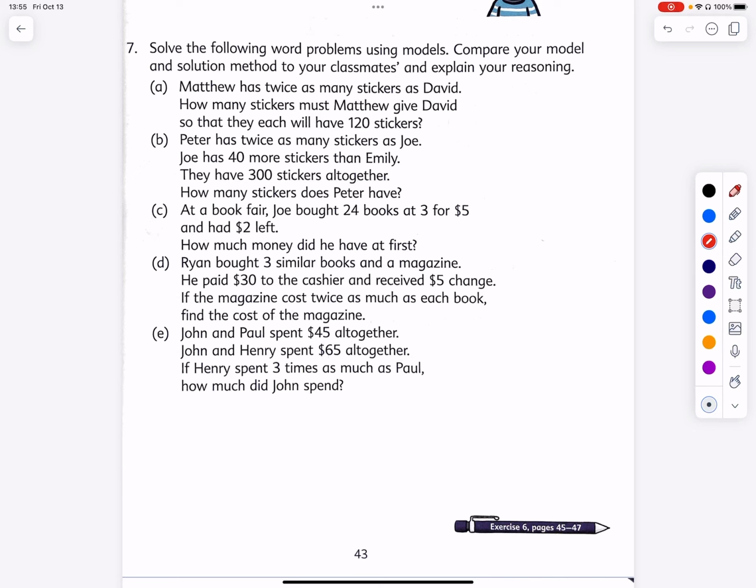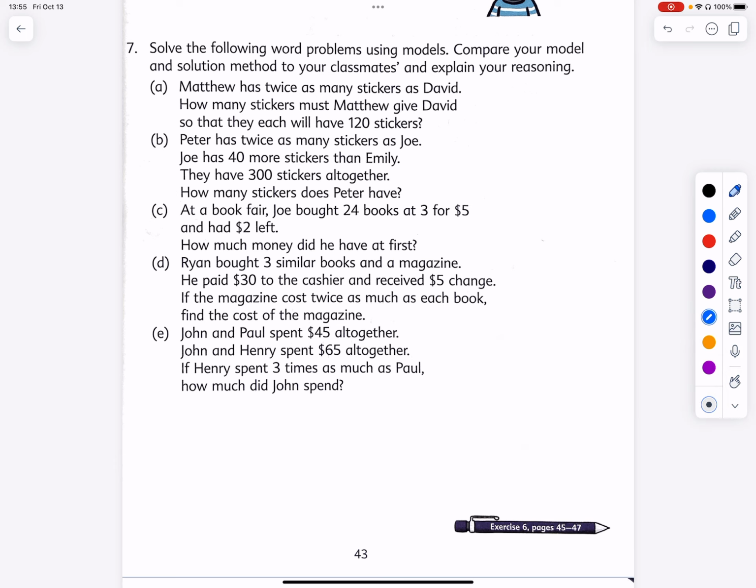43, number 7 in our textbooks. So I'm going to read the first problem. Matthew has twice as many stickers as David. How many stickers must Matthew give to David so they each will have 120 stickers?